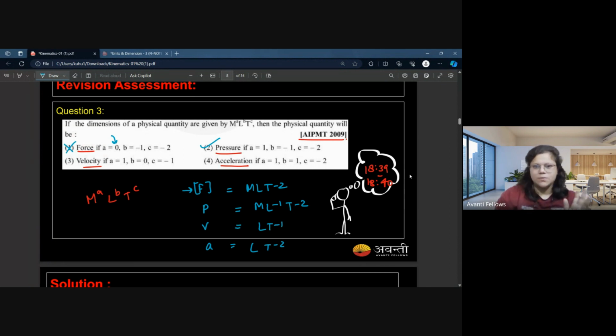Although we get the answer over there, we can skip this question after this. When it comes to velocity, a is 1, but here a is 0. So this is not the answer. When it comes to acceleration, again, mass is going to be zero. So these two options you can eliminate by just looking at them, because A is the power of M, and in both these cases, acceleration and velocity, it is supposed to be zero. You can solve it like that also, okay?